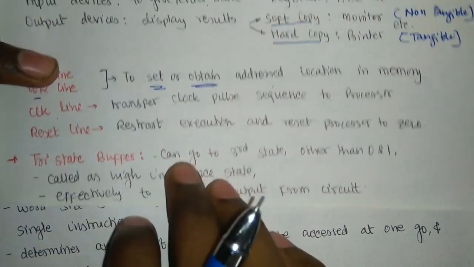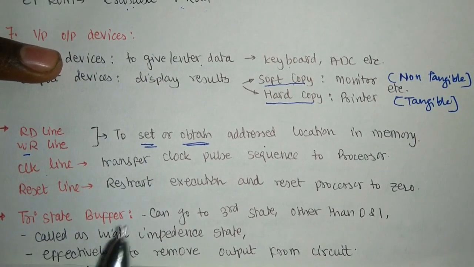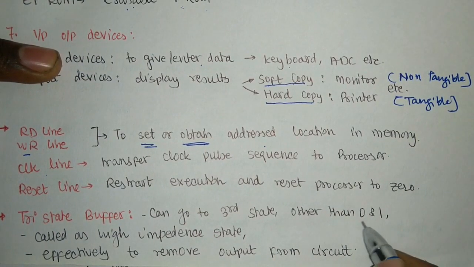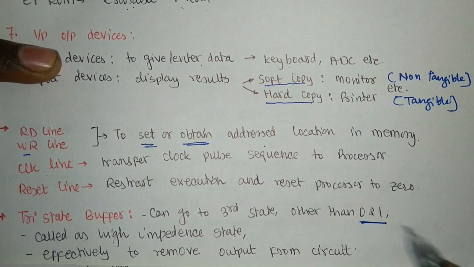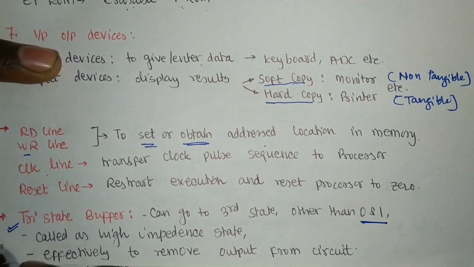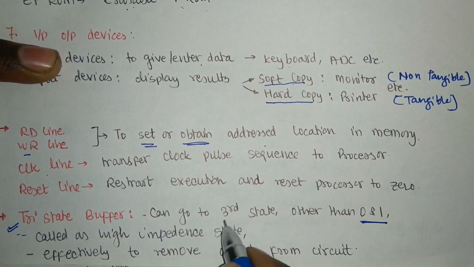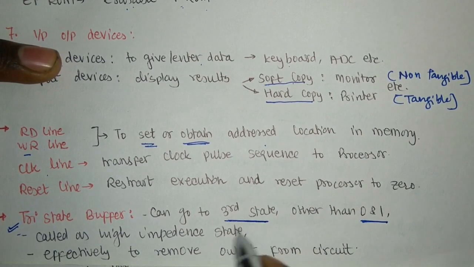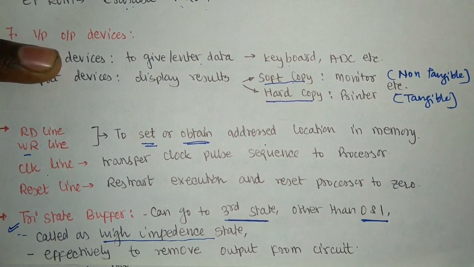One more thing that we can have is a tri-state buffer. Usually in our transistor we can have only 2 states, that is 0 and 1. But a tri-state buffer can go to a third state also. So other than 0 and 1, I can have a third state, which is called the high impedance state.